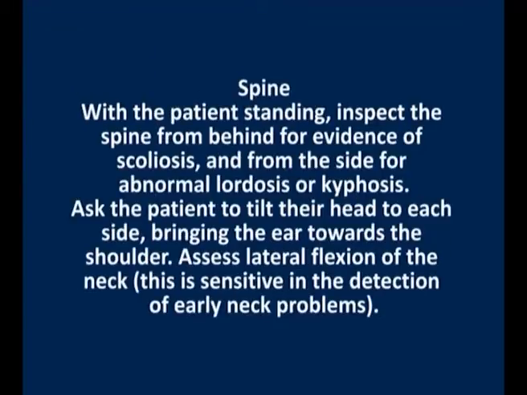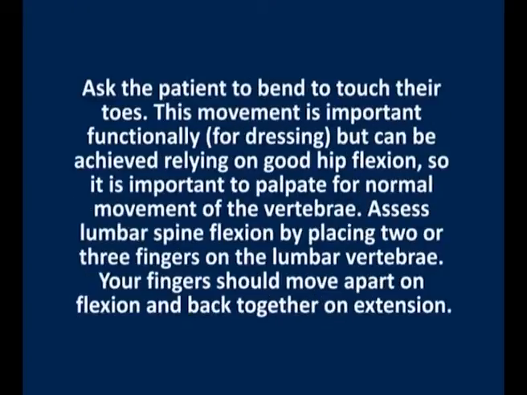Now spine. With the patient standing, inspect the spine from behind for evidence of scoliosis and from the side for abnormal lordosis or kyphosis. Ask the patient to tilt their head to each side, bringing the ear towards the shoulder. Assess lateral flexion of the neck. This is sensitive in the detection of early neck problems.